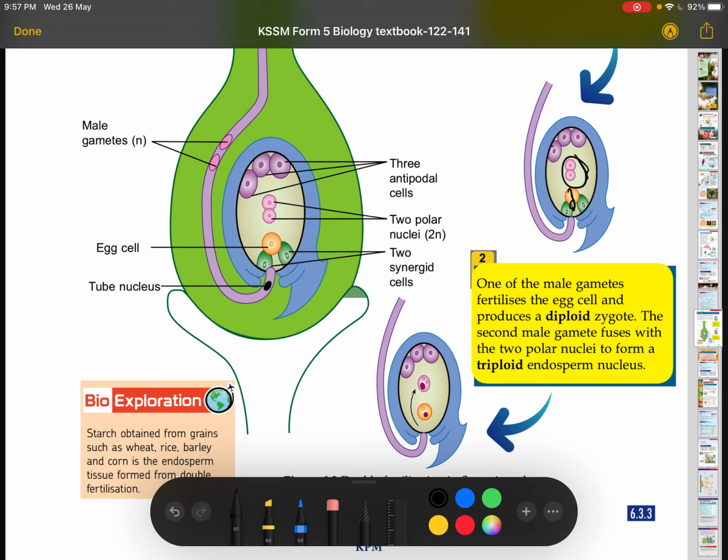And remember, each of these are haploid, n. So this is already 2n, and then the male gamete is also n. So it will form a triploid endosperm nucleus. This is very important. The most important part in the chapter is that you know it produces a diploid zygote and a triploid endosperm nucleus, or just a triploid endosperm.